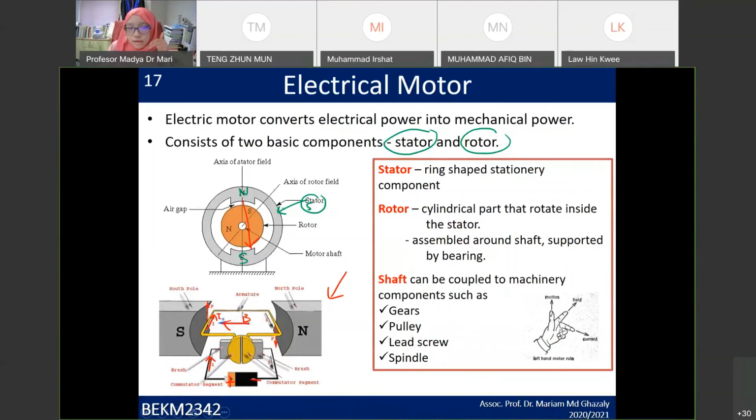For a DC motor, normally what you want to determine is the direction of the motion of the rotor over here. This is the rotor. The coil there is the rotor. So you want to determine the direction of the motor, whether it is going to move in a counterclockwise or in a clockwise motion.